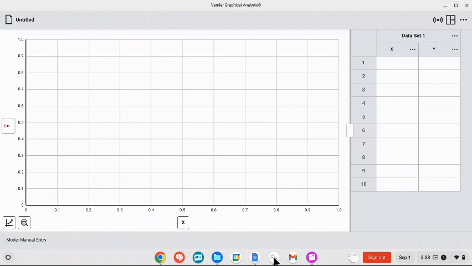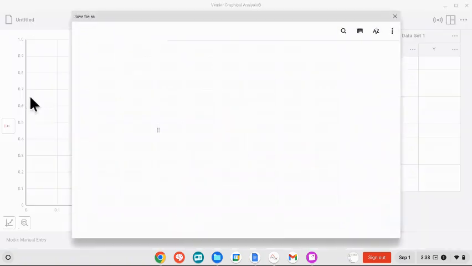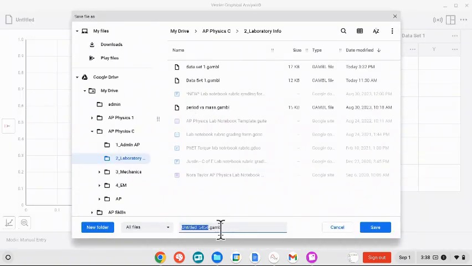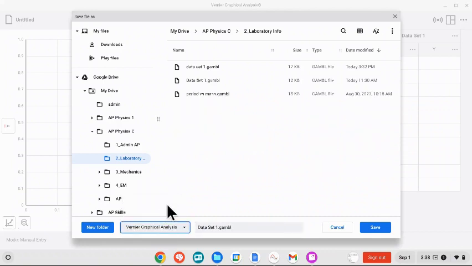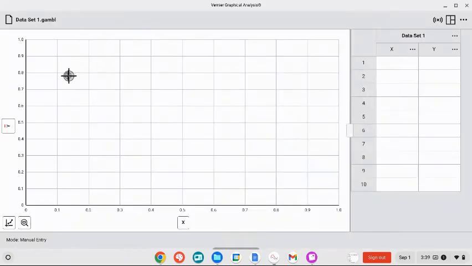graph using Graphical Analysis. The first thing I'm going to have you do is save your file. Remember, we talked about how important it is to save your file correctly. I'm going to call this data set 1. And remember down here, we want to make sure that we save this as a Vernier Graphical Analysis file. That's going to allow you to open it again later. I am going to replace it because I don't want that old one.